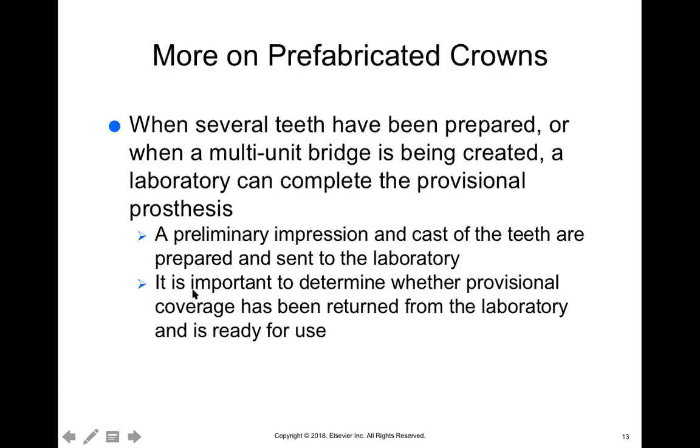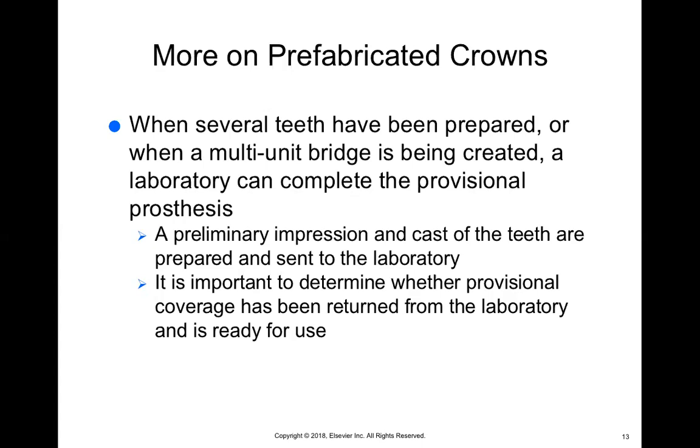So again, with this process, you start out with a preliminary impression. What material, based on our lecture from yesterday, would we use for a preliminary impression? Alginate. Yes, we would use alginate. So again, you don't want to use your final impression material because that's also pretty expensive, especially because once you create that provisional for the patient, you're not going to need that impression material anymore.